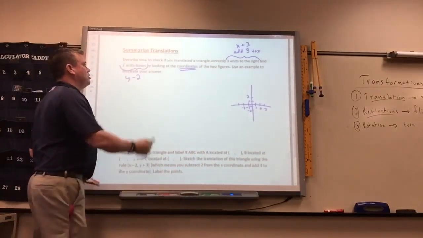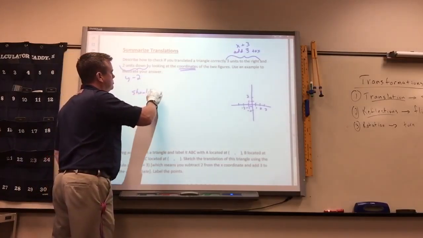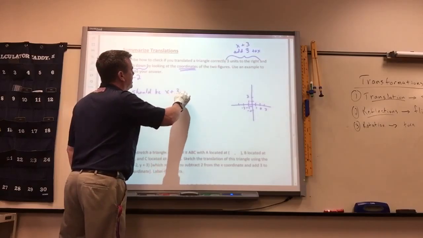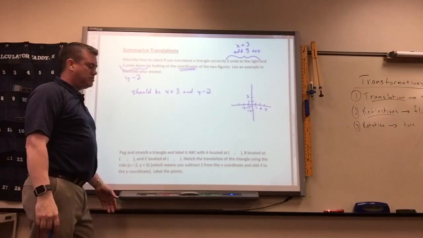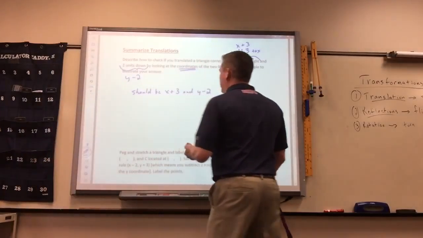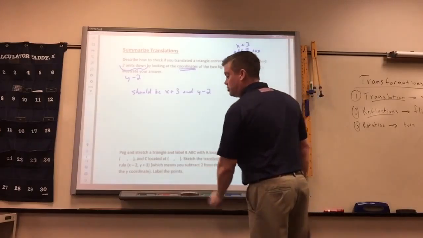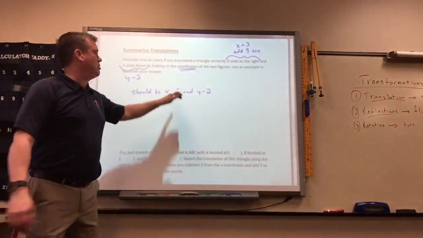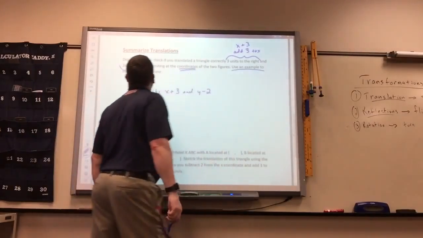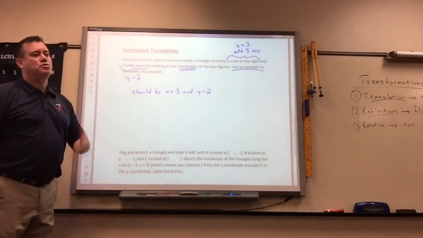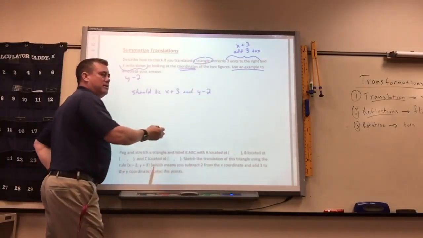So to describe it, you could just write it like this. It should be x plus 3 and y minus 2. Okay? Or you can write it out in words. You need to add 3 to the x's and subtract 2 from the y's. But this is quicker to write this way. Now, it says use an example to illustrate your answer. So this is a triangle, so you got to pick 3 points.